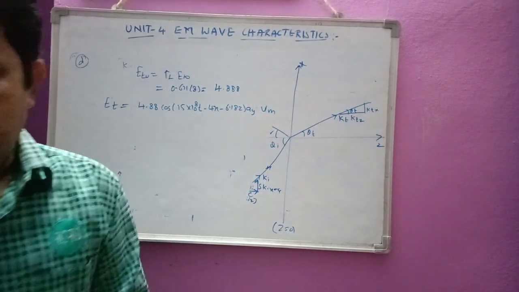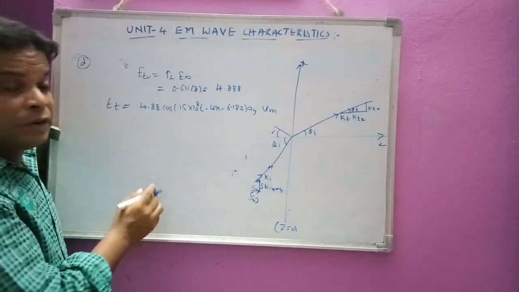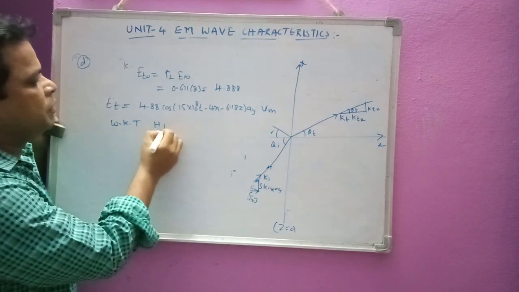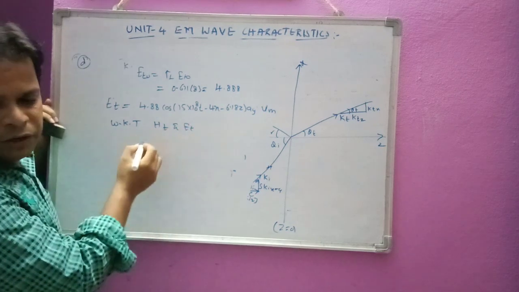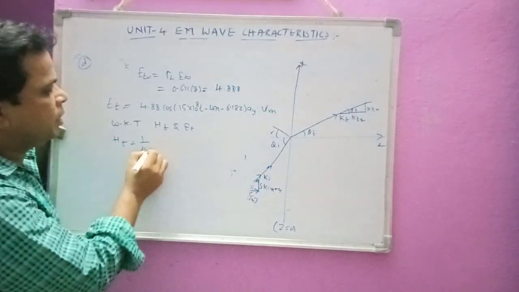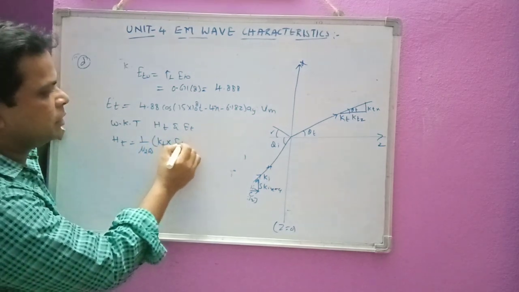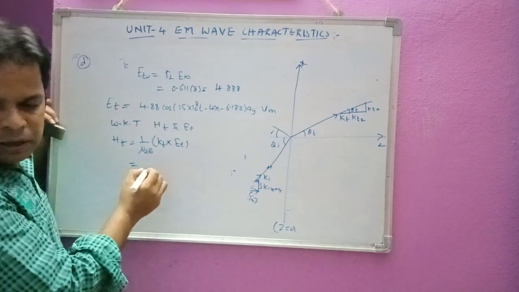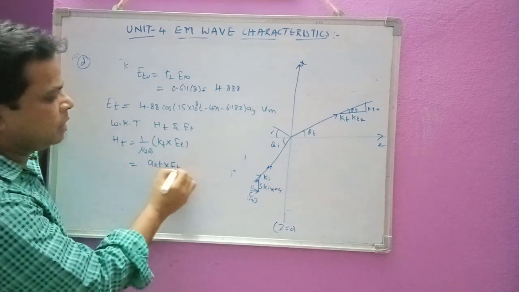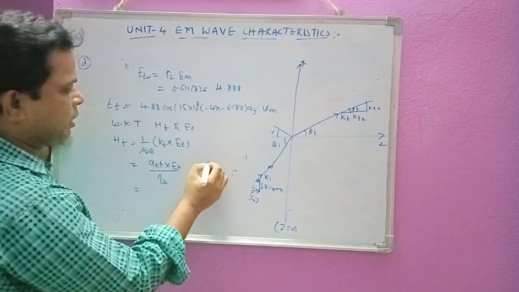Now we have got the value of Et, so we can find Ht easily. We know the relation between Ht and Et, which we have already defined. We have two relations: Ht is equal to 1 by mu 2 omega times kt cross Et, or else I can write it as a kt cross Et by eta 2, where a kt is equal to kt by mod kt.